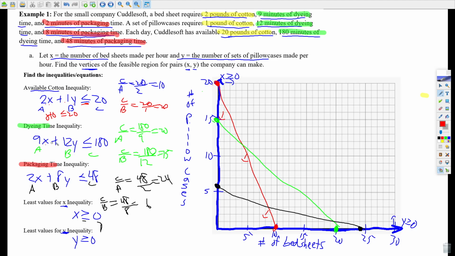Same thing with the next one. You plug in zeros here. 0 plus 0. See what's going to happen every time. Is less than 180. Sure is. So we're below in the green. And then the last one would be the black one. Okay. 0 plus 0 is less than or equal to 48. These are all really easy test points to use. And that's obviously true, so it's less than this. So everything gets shaded below all the lines.